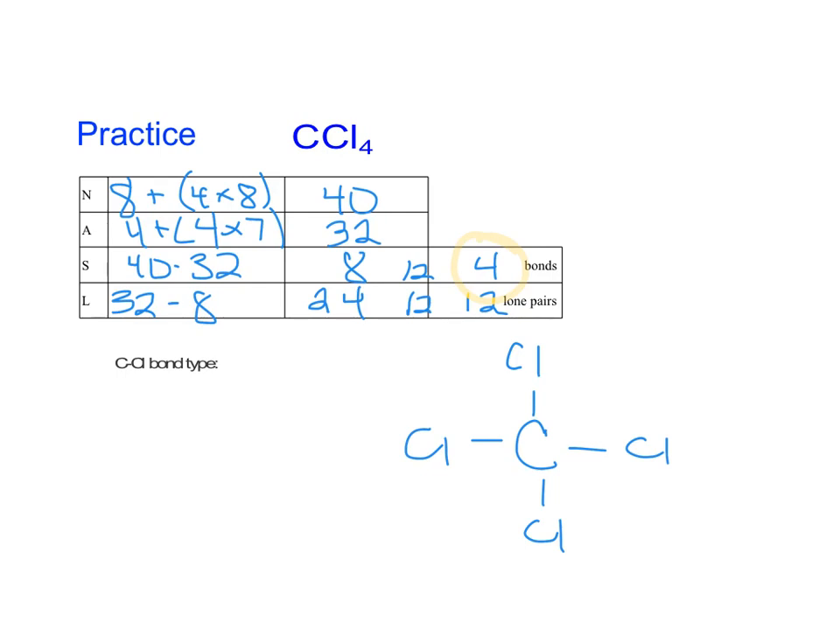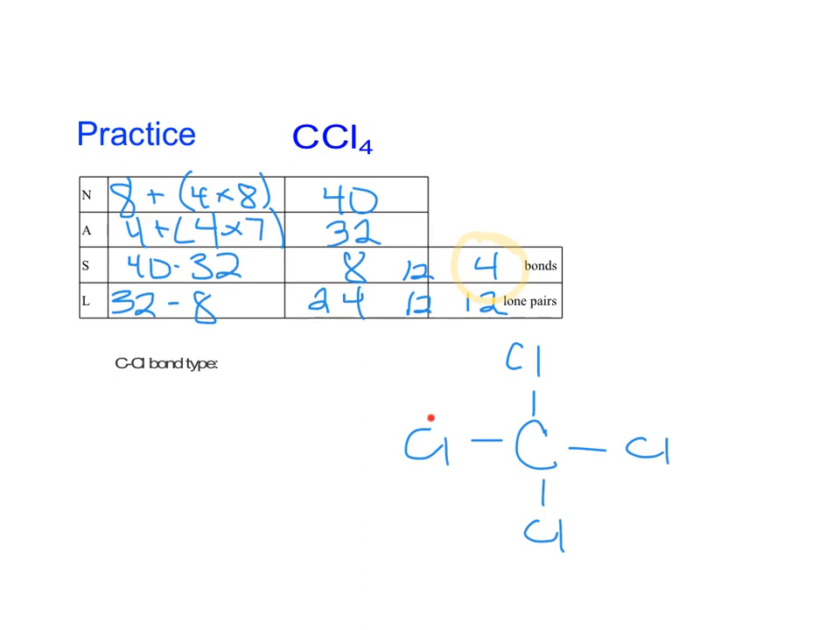Now I need to figure out where those lone pairs need to go. Remember, all these atoms need 8. Let's start in the center this time. Carbon here in the middle has 2, 4, 6, 8 electrons in it, right? Because there are 4 bonds. That's 8 valence electrons. So carbon does not need any lone pairs around it.